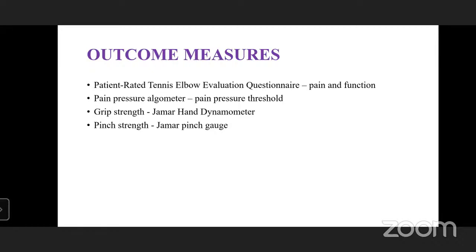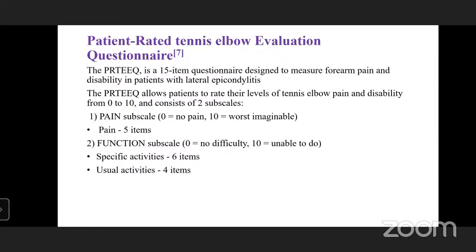The patient-rated tennis elbow questionnaire is a 15-item questionnaire designed to measure forearm pain and disability in patients with lateral epicondylitis. This questionnaire has two subscales: one is pain and one is function. The pain subscale has 5 items. The function subscale covers specific activities like household activities, and usual activities such as work and sports activities will come into this category.